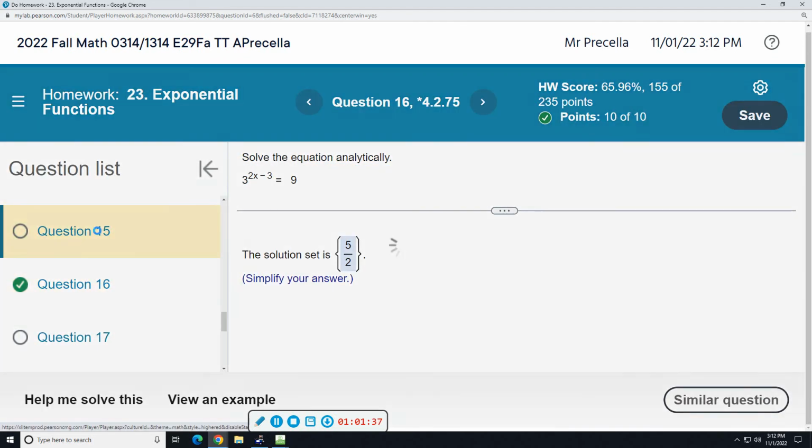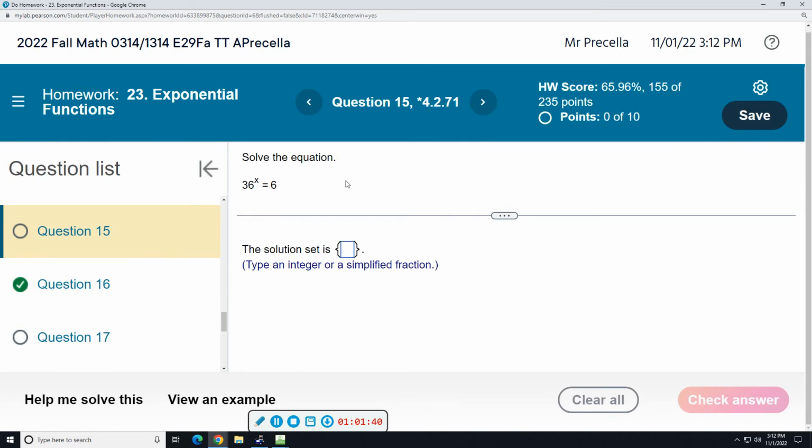Let's go back to number 15. 36 to the x equals 6. Would it be 1/2? Yeah. Usually someone gets it without any sort of work. You're right, because the opposite way would be 6 to the second power equals 36. So the opposite would be 36 to the 1/2 power. In other words, the square root of 36 is 6. And so remember that rule about, I think we had something over here.